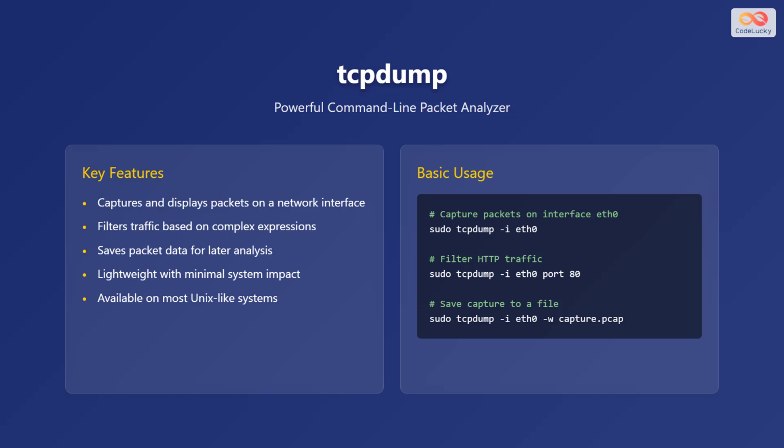To capture packets on interface eth0, use the command sudo tcpdump -i eth0. To filter hypertext transfer protocol traffic, use the command sudo tcpdump -i eth0 port 80. To save a capture to a file, use the command sudo tcpdump -i eth0 -w capture.pcap.